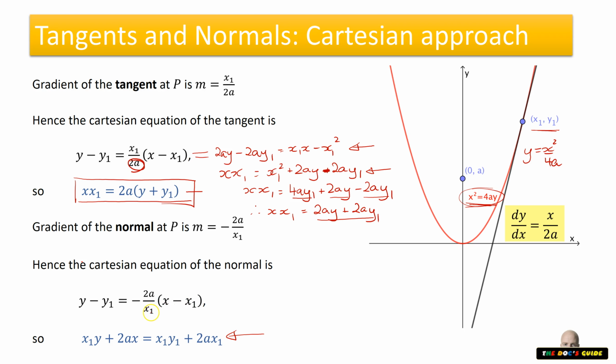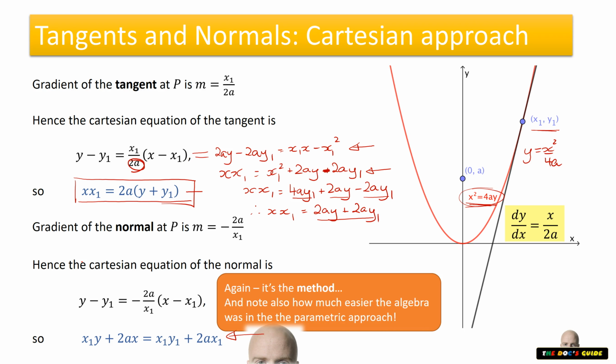Just be careful. Multiply through by x1 both sides, expand the brackets out. Be alert to the connection between x1 squareds and 4ay1s, and gather like terms. So convince yourself that you can do it. However, the point as always is that it's the method. And the method was pretty basic. It was just the algebra that was difficult, and in fact much more difficult than in the parametric approach.